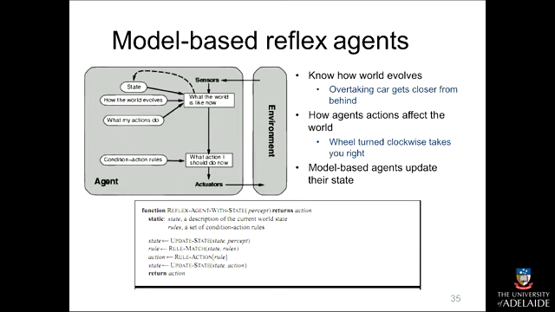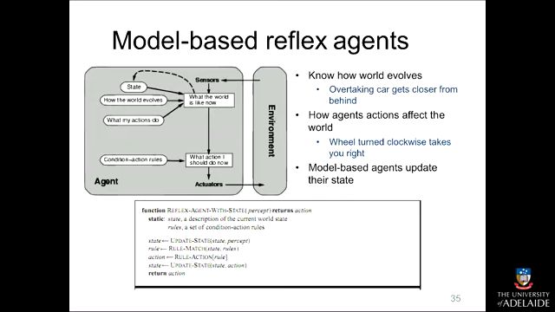And these model-based agents update their state. So here's a very simple implementation of that. Remember, it's still just a function. It takes a percept in as its input and it returns an action. But it has these static variables in here. So these are variables that are local to that object, local to that agent, but which maintain their value over time. So these are the internal memory of the agent.